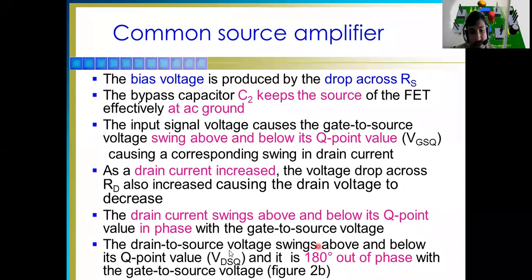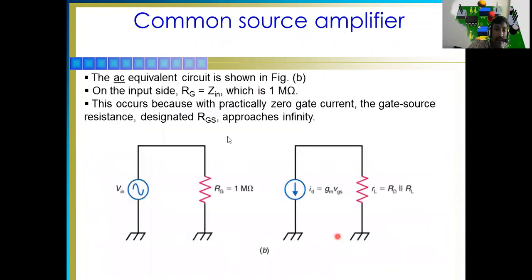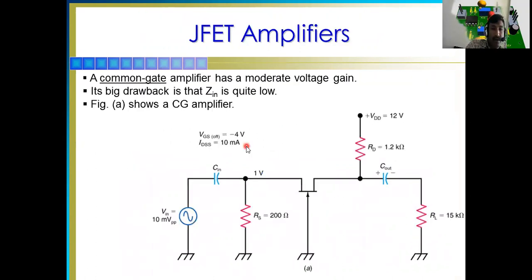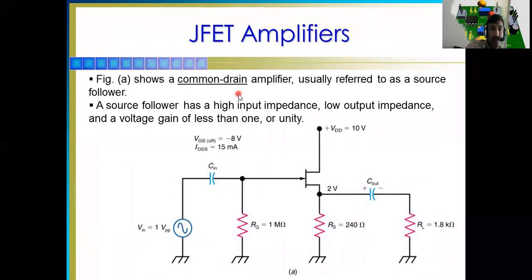Yes, sir. Okay, then the last point is the same. The phase shift between them is 180 degrees, right? Now we move toward some external notation that is mentioned here. You can see that. Now another point, that is the common drain.